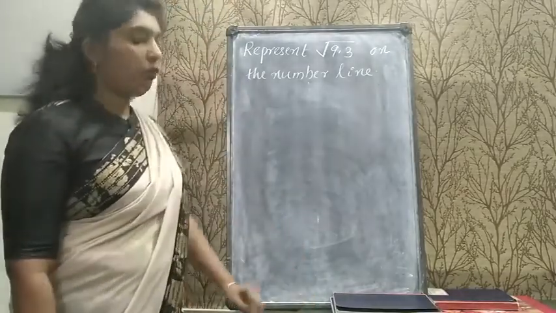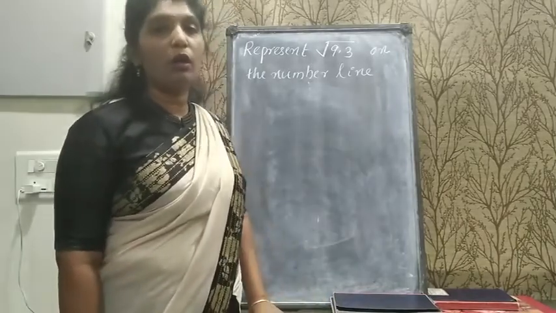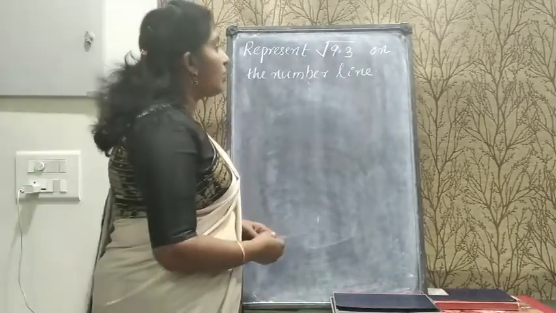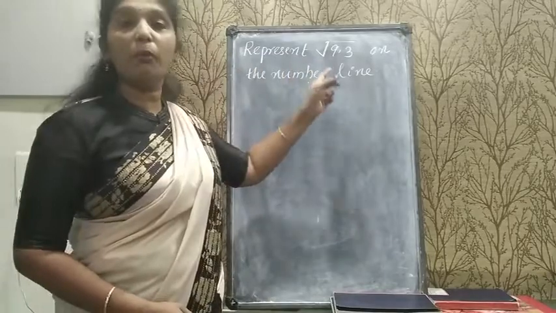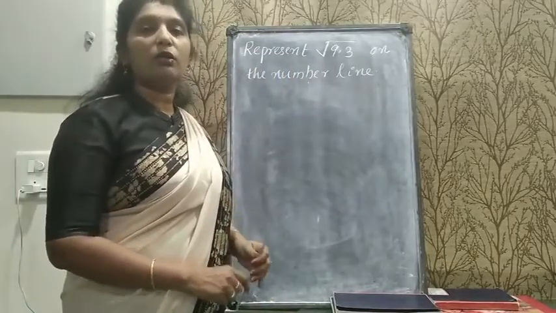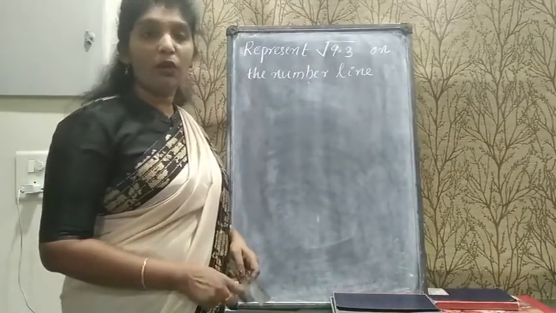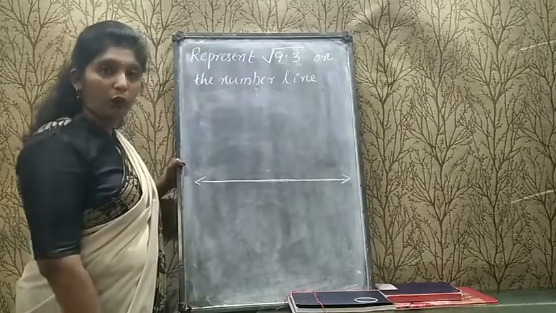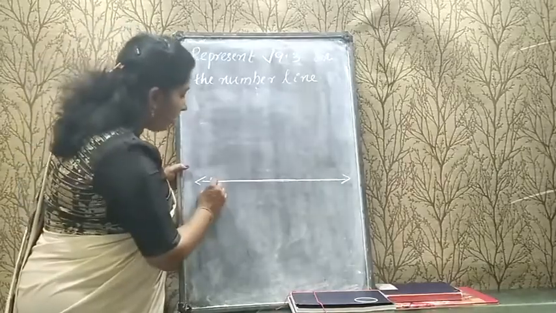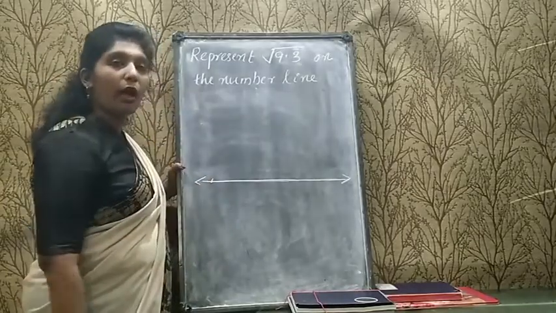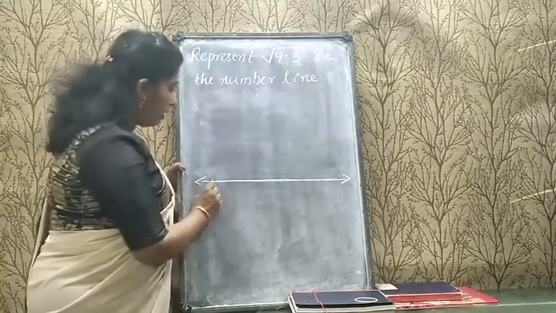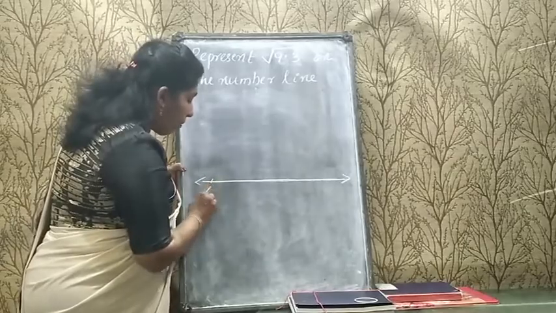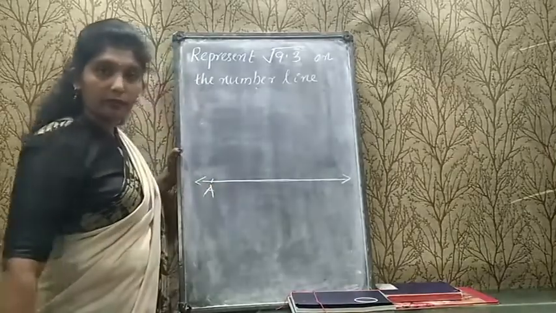For that, first of all, you have to draw a line, because we are representing root 9.3 on a number line. So a number line we need first of all. I am going to draw the line here. In that line, you can mark a point. That point I mark as A.